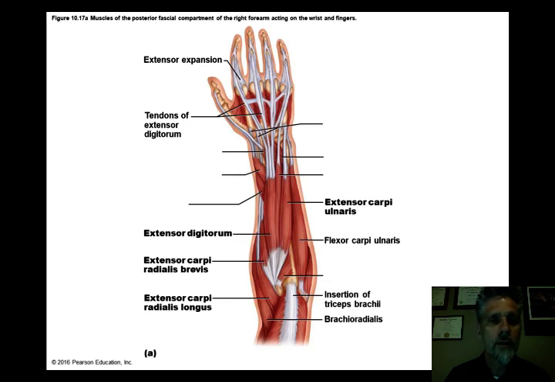Here's our posterior that we see here. So 3 muscles we have to know here. These are all extensors, but we just follow the tendons down. Again, we can see how this one is associated with the ulna. And we're going to find that there is an extensor carpi radialis longus, where the tendon goes down here by the thumb. So that one helps to extend. And then there's one that goes right up in the middle here. You can see going to the digits, right? So that's extensor digitorum.